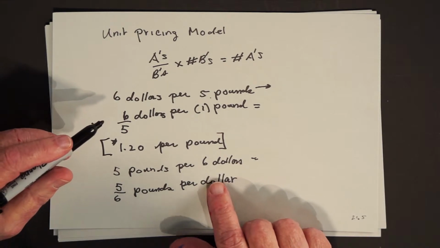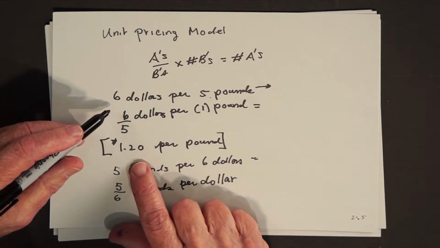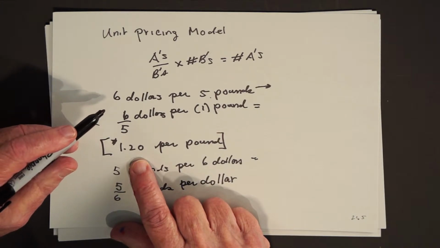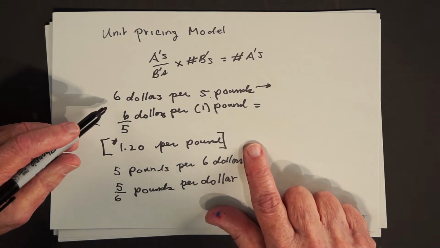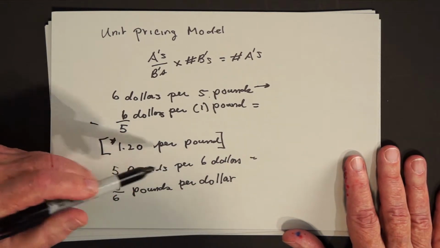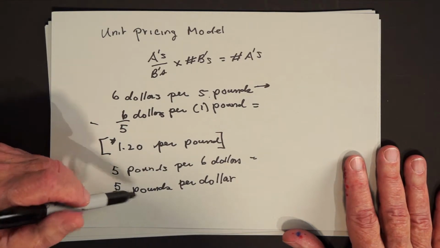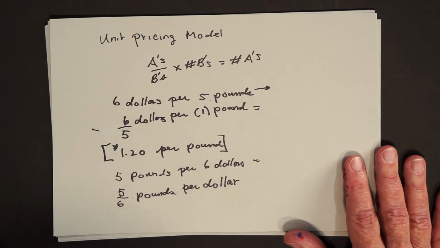Okay? $1.20 per pound. Once I know this, all I have to do is, when somebody gives me the number of pounds, I know how much it costs per pound. So if somebody says, how much does 7 pounds cost? I just multiply that by $1.20 and get $8.40. If it's how much does 10 pounds cost? $12. Okay? So 5 pounds for $6 is the same as saying 5/6 of a pound per dollar. And I just thought that's kind of a nice thing to know.